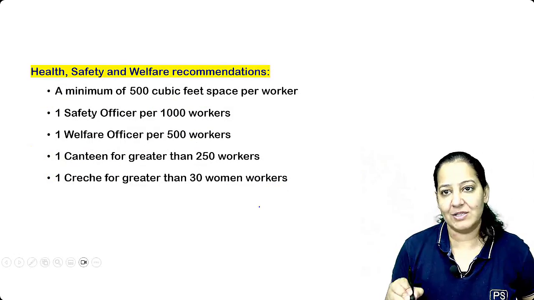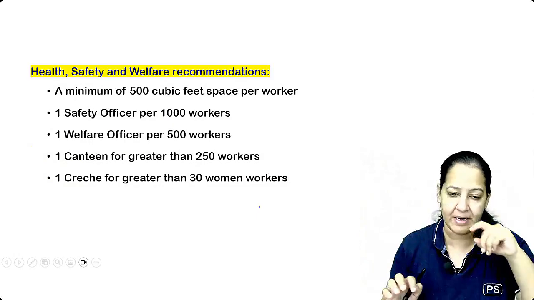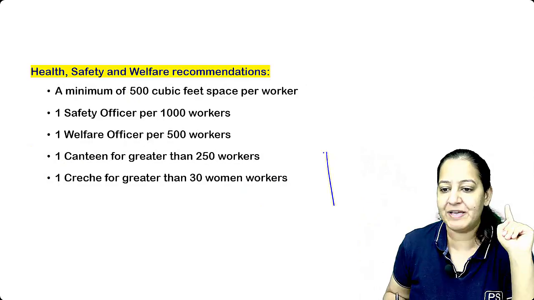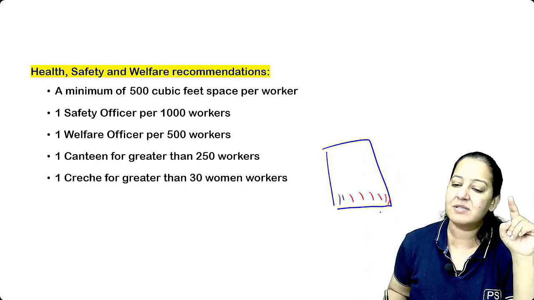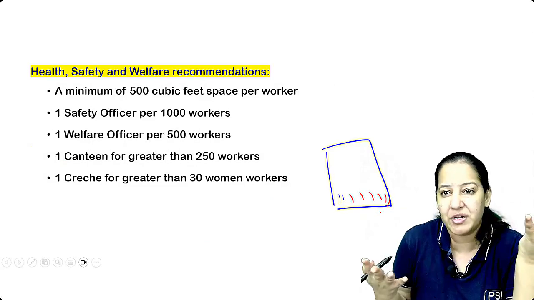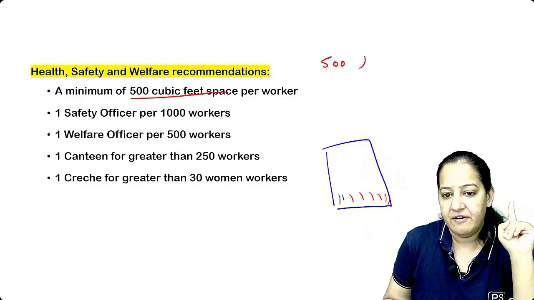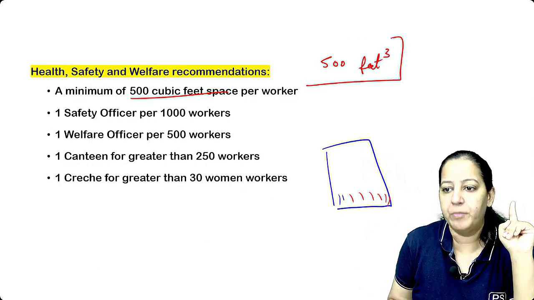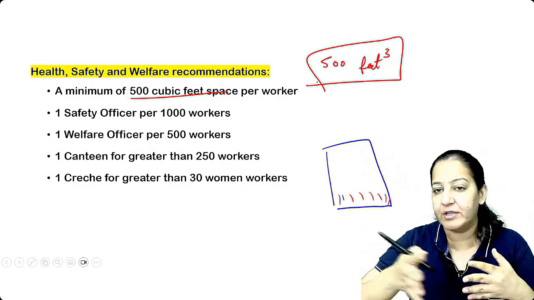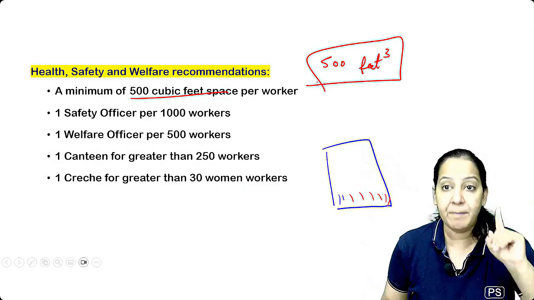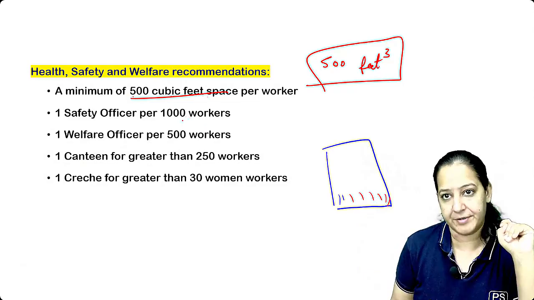So you should learn these norms. Now I am the owner of a factory and I want to construct it. How much minimum space should be provided? I should not give a small space and fill multiple workers inside. It would be overcrowded, congested, not a good environment. Each worker should have a minimum of 500 cubic feet of space. It should be spacious, not overcrowded where everyone is bumping into each other. The minimum space given to the worker should be 500 cubic feet per worker.